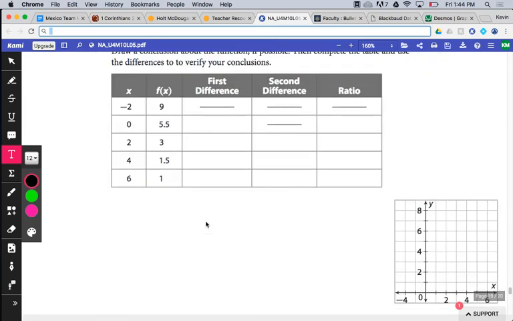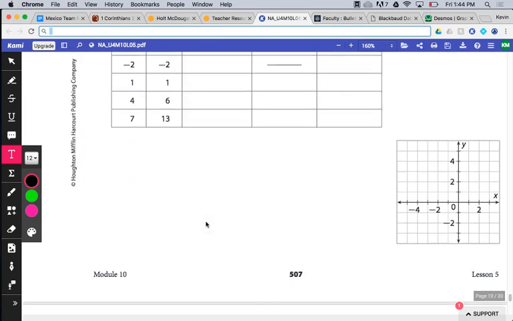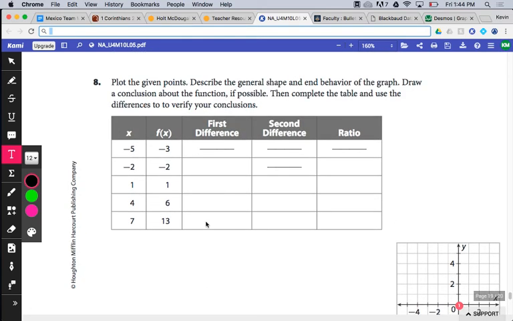Okay? And you're basically doing exactly what I just did. You don't have to worry about end behavior and all that kind of stuff. Just don't worry about end behavior. Just focus on first difference, second difference, ratio and graphing the function, okay? And you have to tell me what type of function it is after you complete that plot. Does that make sense? Any questions?